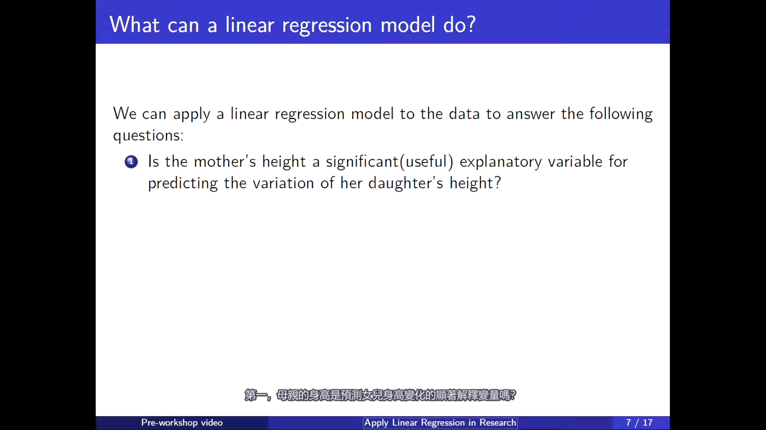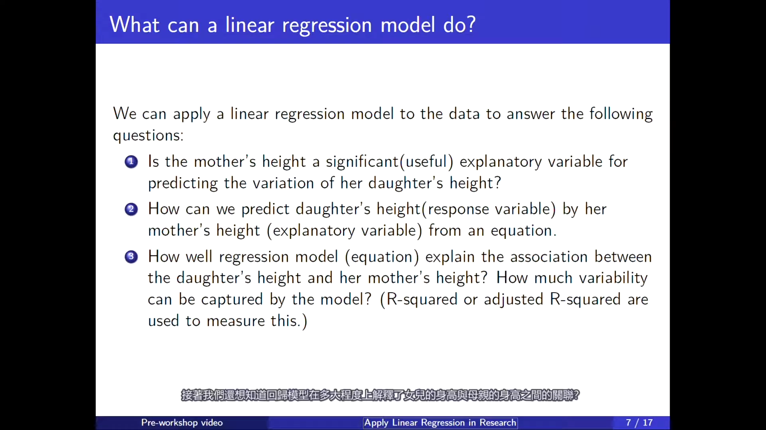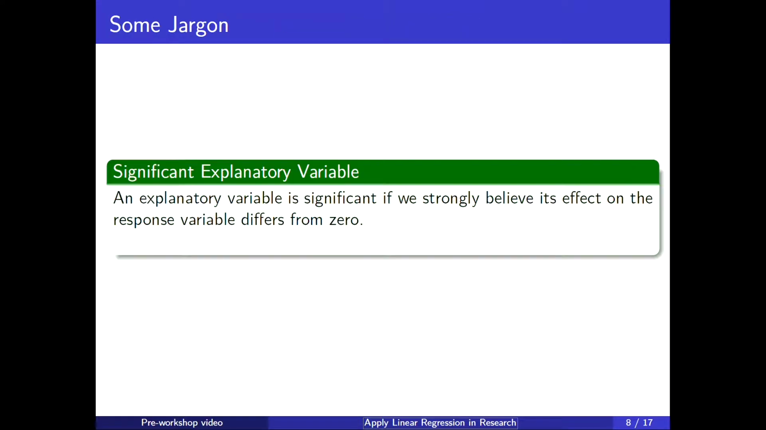First, is the mother's height a significant explanatory variable for predicting the variation of her daughter's height? If yes, how can we predict the daughter's height by her mother's height from an equation? Then, we should ask how well the regression model explains the association between the daughter's height and her mother's height. How much variability can be captured by the model? R-square or adjusted R-square are used to measure this.